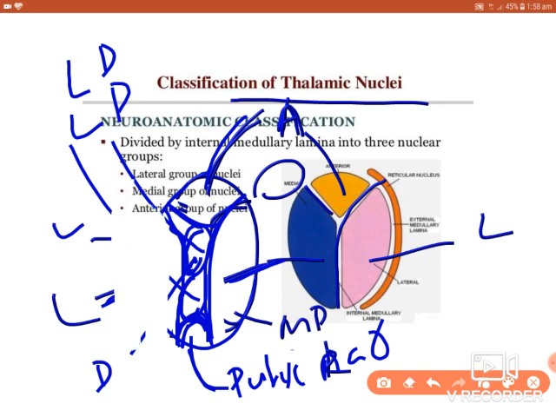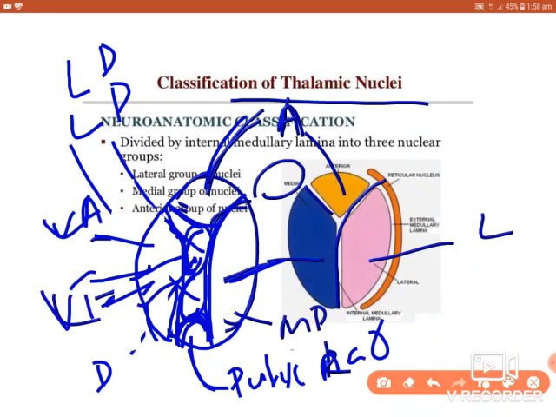Then coming to the ventral lateral group, this area is the ventral lateral group, which includes the ventral anterior, ventral intermediate and the ventral posterior nuclei. So this is the ventral anterior nucleus, this is the ventral intermediate nucleus, and here this is the ventral posterior nucleus.